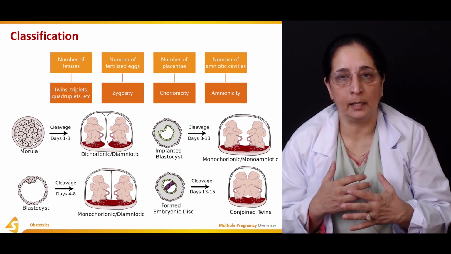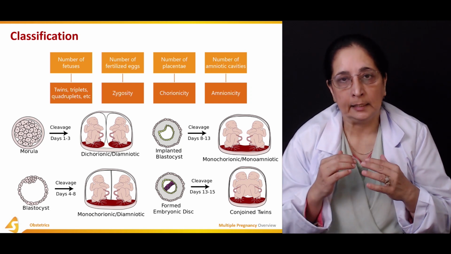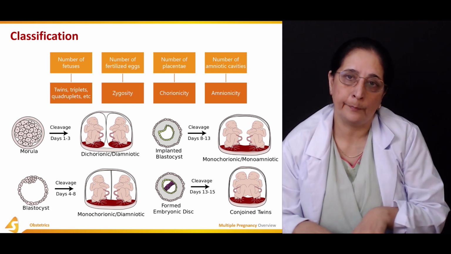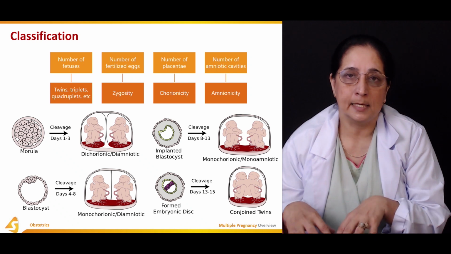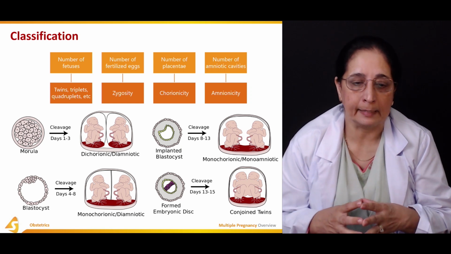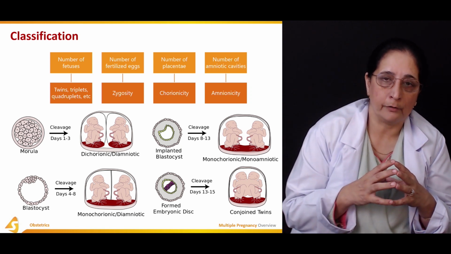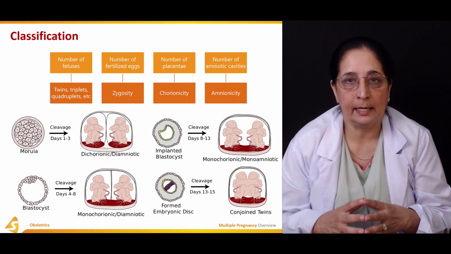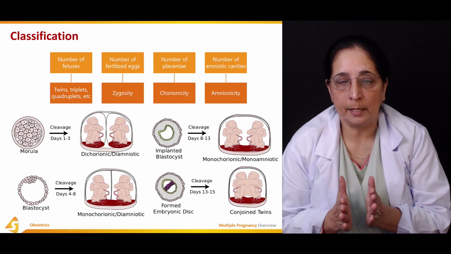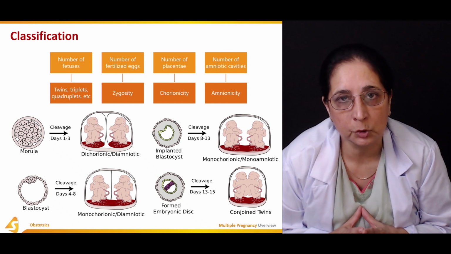So this slide is a very good explanation of the classification of multiple pregnancy and also what types of twins develop as a result of cleavages at the different stages of embryonic development. First, at the level of morula, we have dichorionic, diamniotic. At the level of blastocyst, we have monochorionic, diamniotic, then monochorionic, monoamniotic, and then conjoined twins.